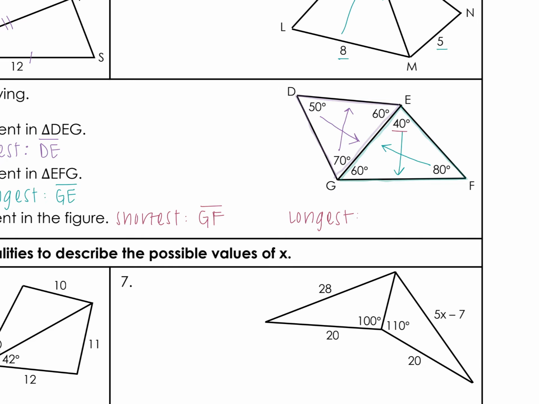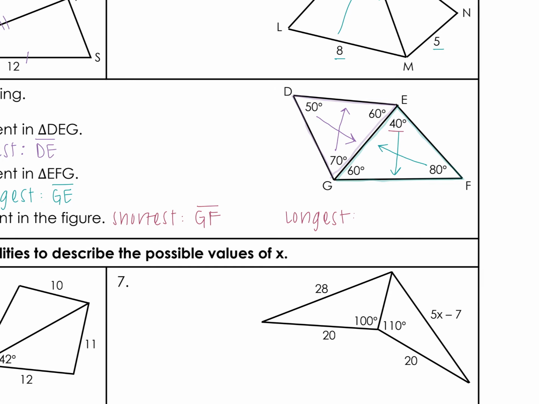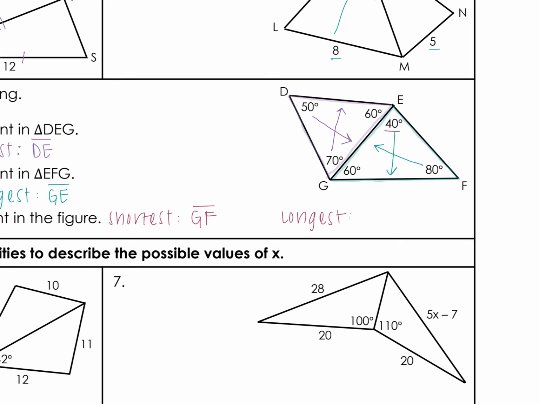Okay, then for my longest, we'll start in that one. We've got my 80 degrees overall is the biggest angle. And so in that blue triangle, my 80 degrees is opposite of that GE, but if I look in my purple, I see that it's the smallest. It's opposite my 50. So I need to look opposite of the 70, which is the largest angle in that triangle. And so that's going to be my segment DE.